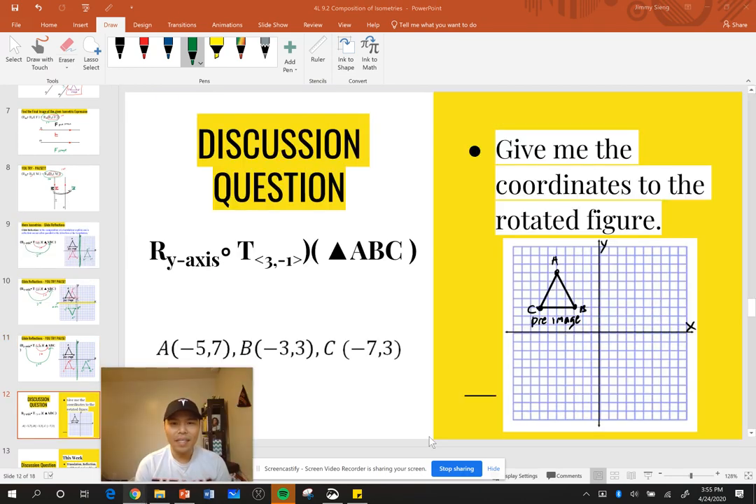So go ahead and answer this. And yeah, that's pretty much it for today's lesson, right? Give me the final A double prime, B double prime, C double prime, or the image of this.